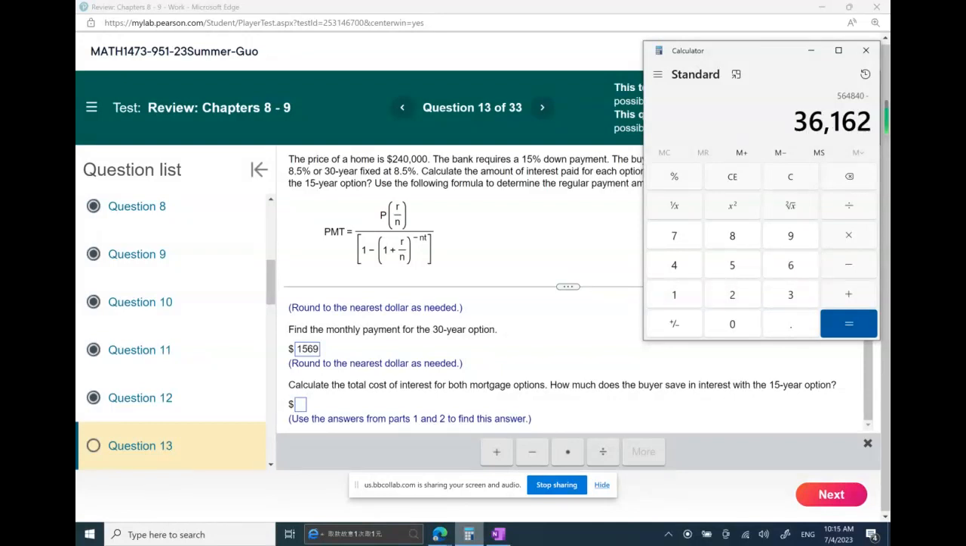361,620. Oh, really? The difference is $203,220. Hold on, let me see. If we minus this, yeah, that's the money you save. Yeah, of course, that's the money you save. 203,220.